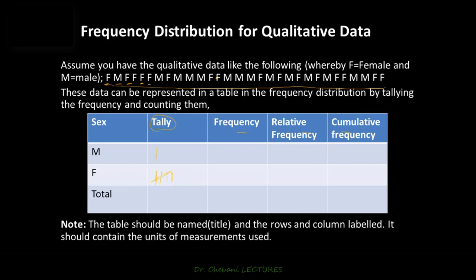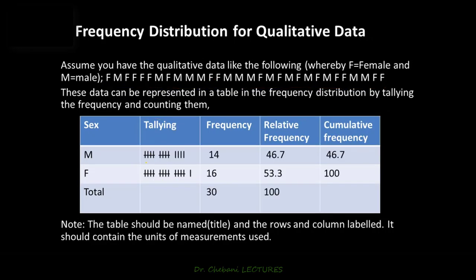So in the interest of time, I'll just skip to the end. This is basically what would happen. So you have tallied your data points, males and females, and then you have your frequencies. From the tallies you can get your frequencies. So we have 5, 5, 4. So 5 plus 5 plus 4, that's 14, right? And we have 5, 5, 5, and 1. So that's 16. So the total here is 30. So there are 30 individuals in this distribution, and we have 14 males and 16 females.